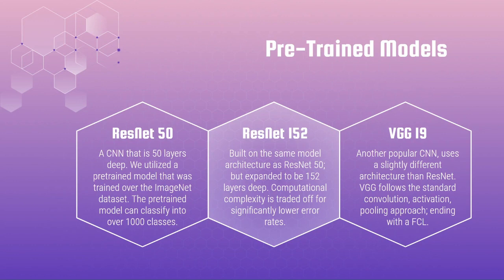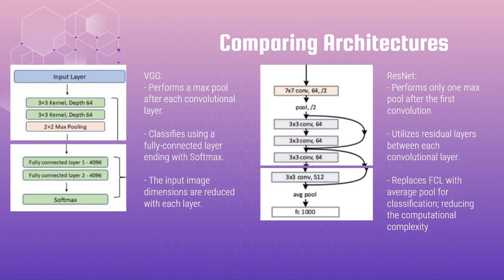VGG19 is another popular convolutional neural network, which is kind of different than the previous two. It doesn't use any residual layers at all, and it follows the standard convolution model that we had learned about in class, which follows the convolution, activation, and pooling and repeat for however many layers, using a fully connected layer at the end to form the classification.